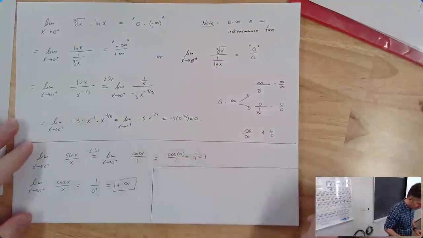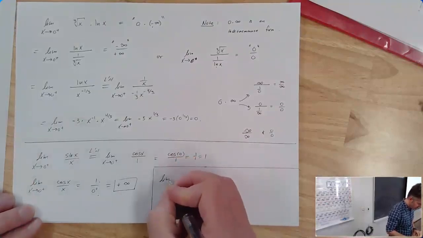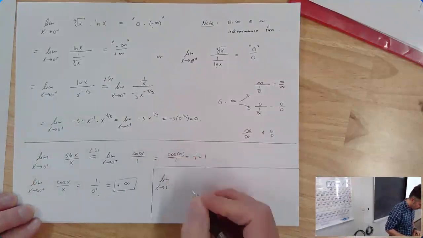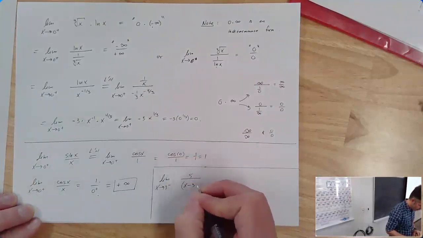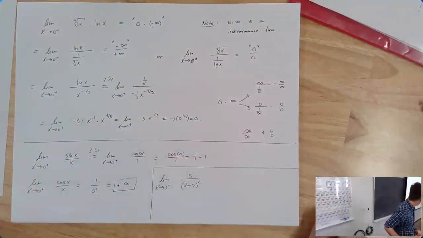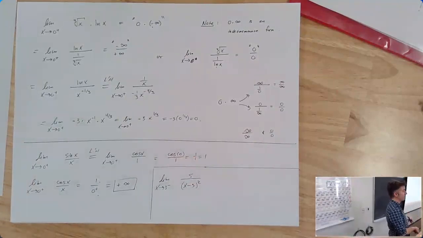Let me show you another example. Let's say we want to find the limit as x approaches 3 from the left of 5 over (x minus 3) squared. All we're really going to do is plug in the 3 and see what happens, just like you almost always should. Whenever you deal with a limit, the first thing you should do is try plugging in the value that x is approaching and see what you get.